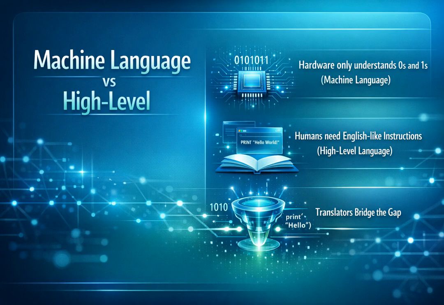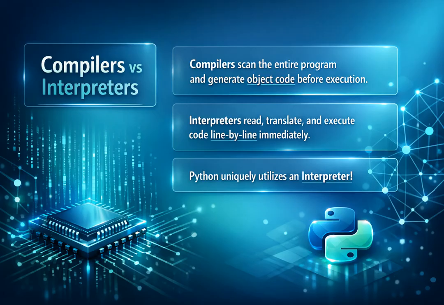Computers only understand machine language made up of zeros and ones. Since writing in binary is impractical for humans, we use high-level languages like Python that are closer to English. A language translator then converts our code into machine language. There are two types of translators: compilers and interpreters.